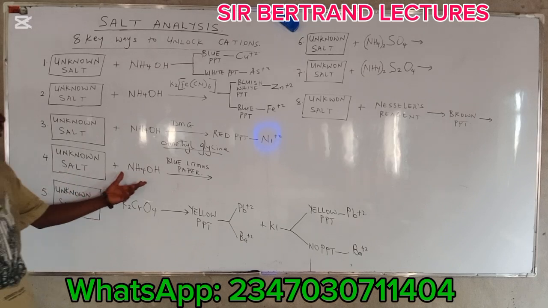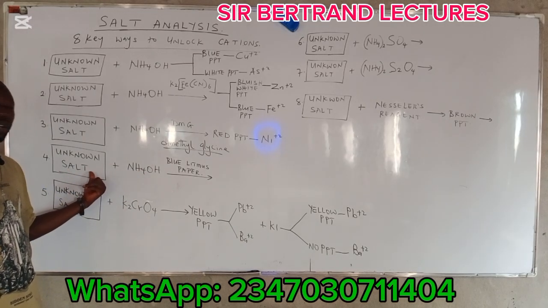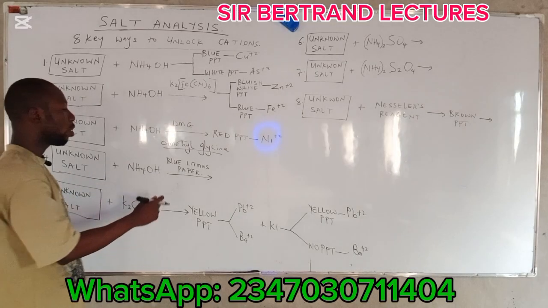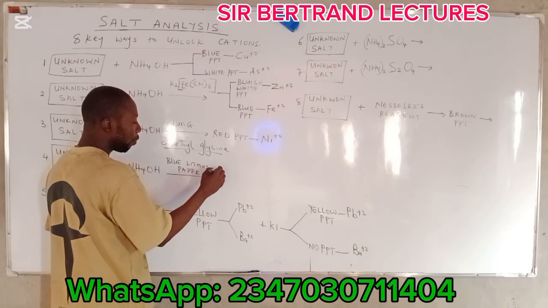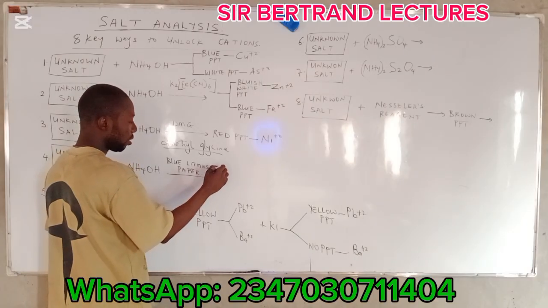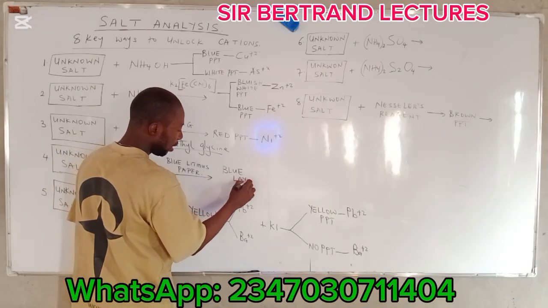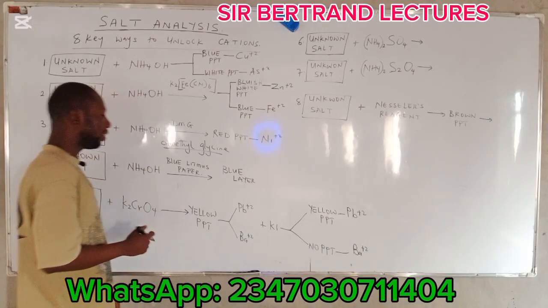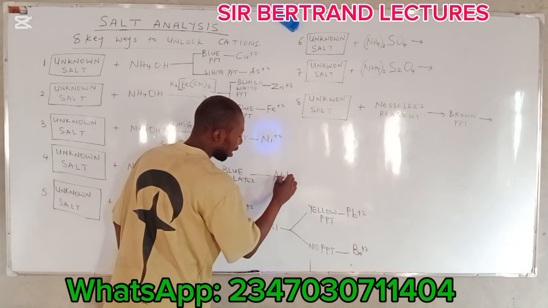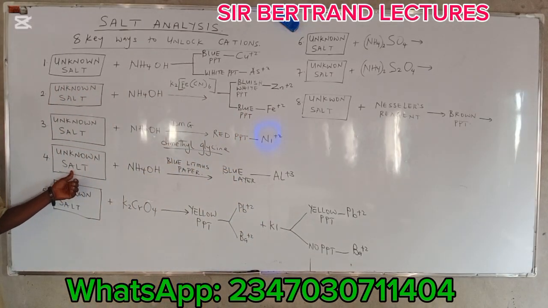The fourth key, here you added ammonium hydroxide to an unknown source sample in the presence of litmus paper. Now it's going to give what? It's going to give blue layer. If it shows blue layer, it indicates the presence of aluminum ion present in the unknown source sample.